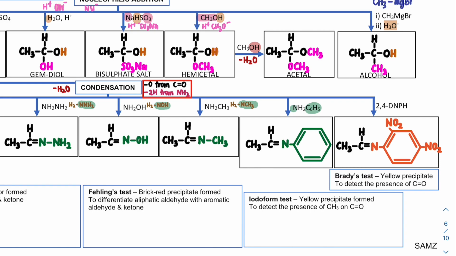For chapter 9 ni we have lots of chemical tests. Okay, so for the chemical test ni, Brady's test ni is actually to detect the presence of C double bond O. Okay. So this is for the reaction. Kalau dia minta equation, this one lah. Okay. So that is actually the condensation reaction.